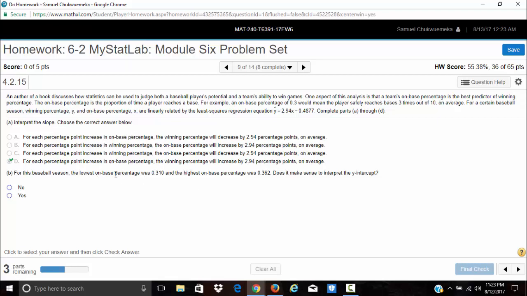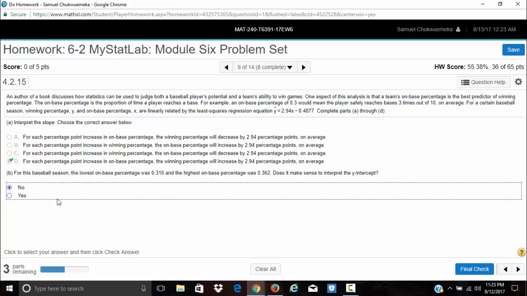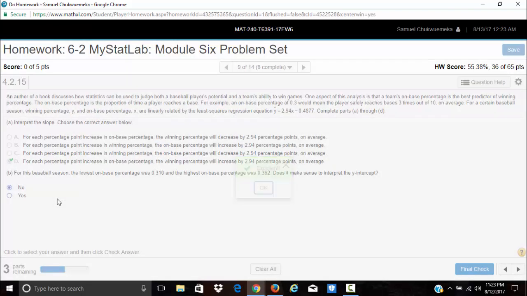They said here that the lowest on-base percentage was 0.31 and the highest on-base percentage was 0.362. When x is 0, 0 is not in between. 0 is less than 0.310, so it is not in between the data set. So no, it does not make sense to interpret the y-intercept.